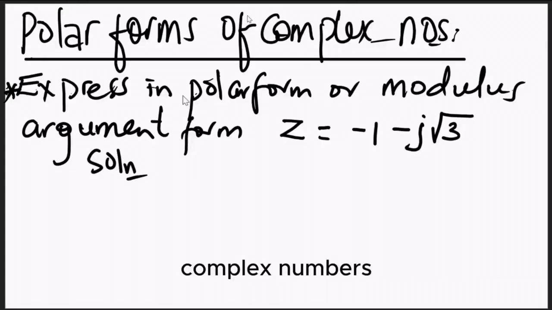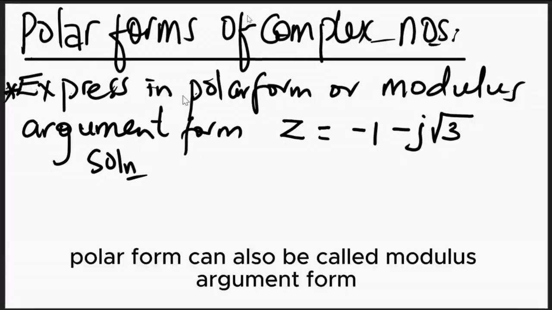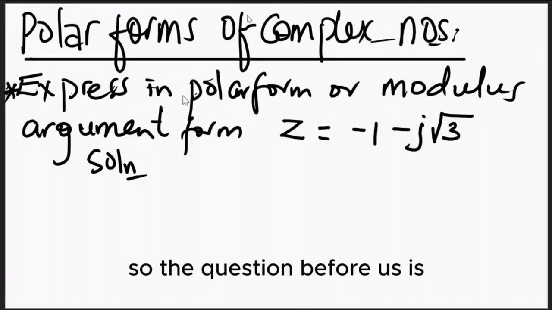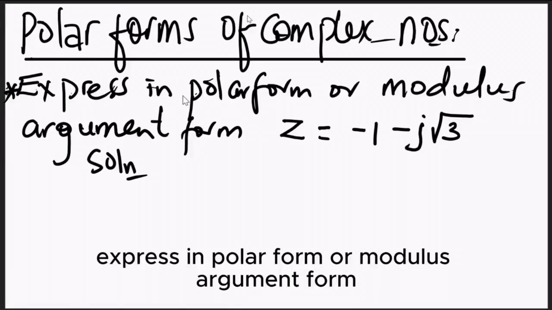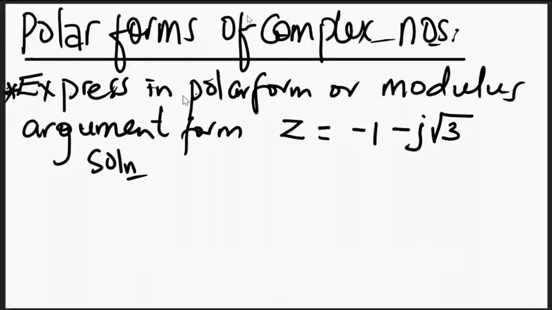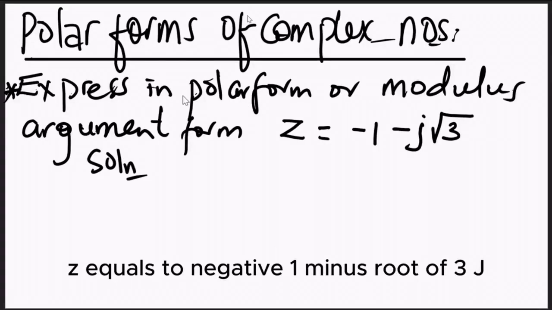Represent complex numbers in polar form. Polar form can also be called modulus argument form. So the question before us is to express in polar form, or modulus argument form, Z equals -1 minus root of 3j.